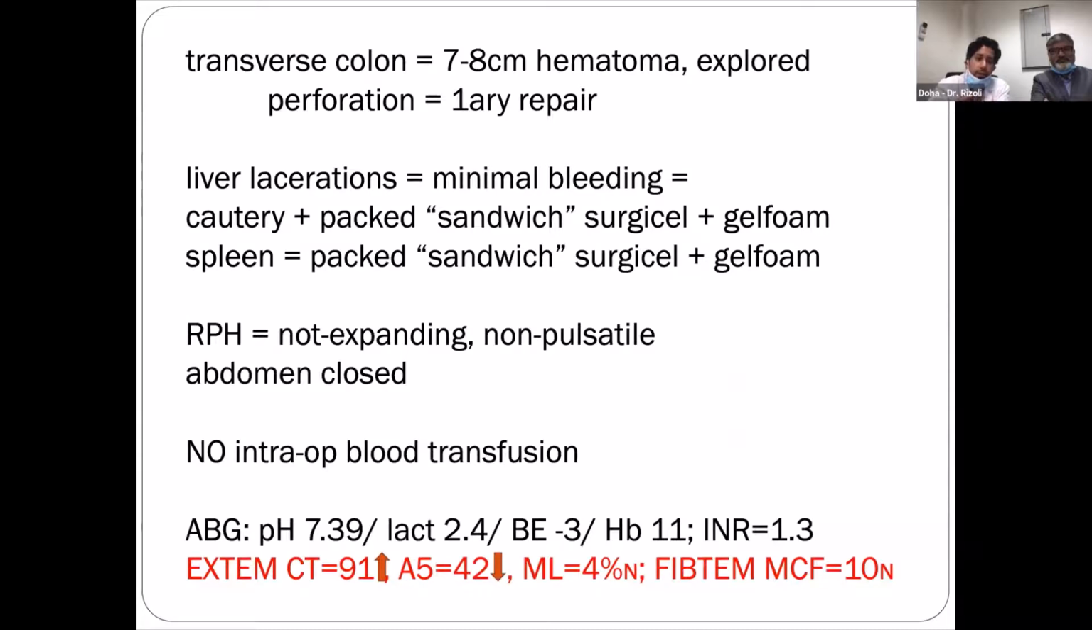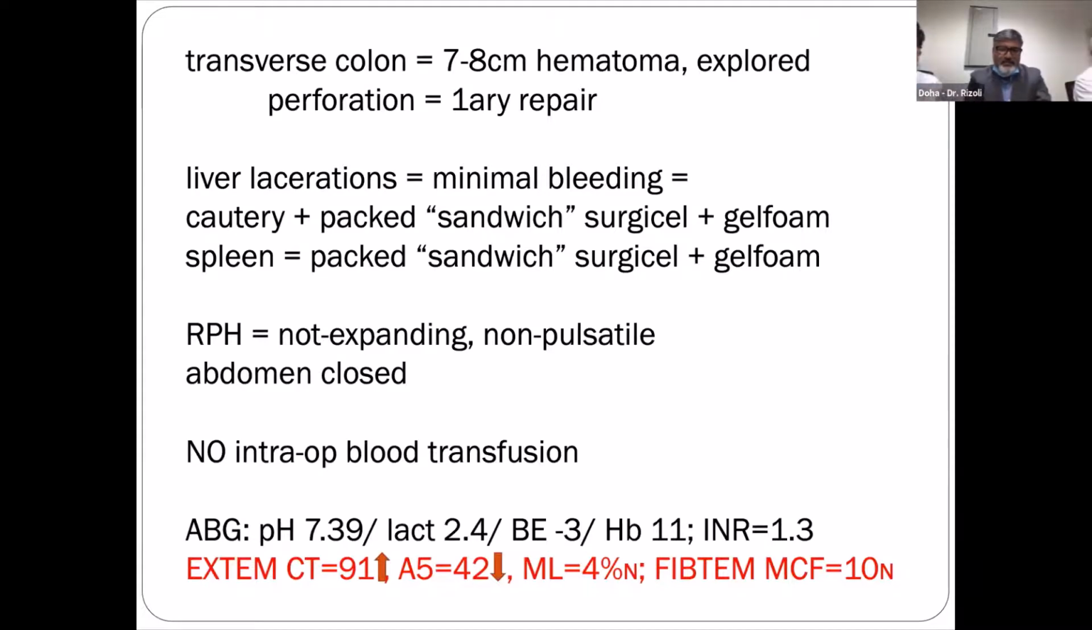And the only thing we found upon running the bowel was the hematoma in the transverse colon, which we decided to explore. When we explored that, we found a perforation of the transverse colon, about 1 to 2 centimeters, which we decided to primarily repair. Then we ran the rest of the bowel, which was fine, and we decided the patient was stable. We had no more bleeding. We actually decided to close the abdomen.